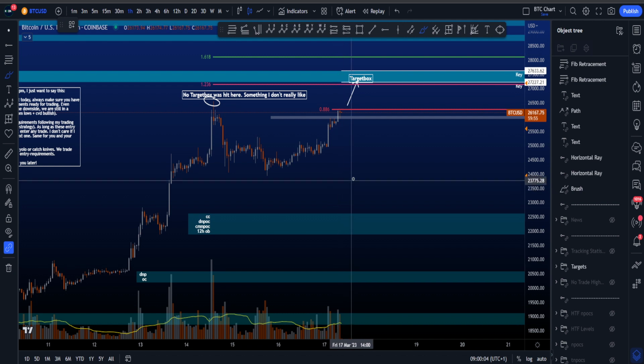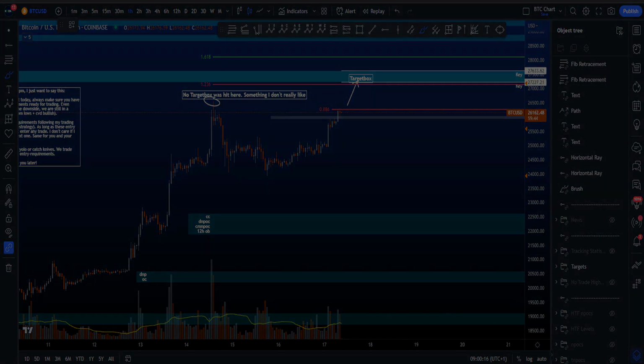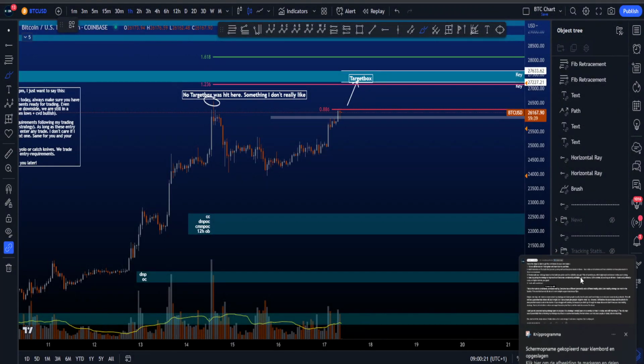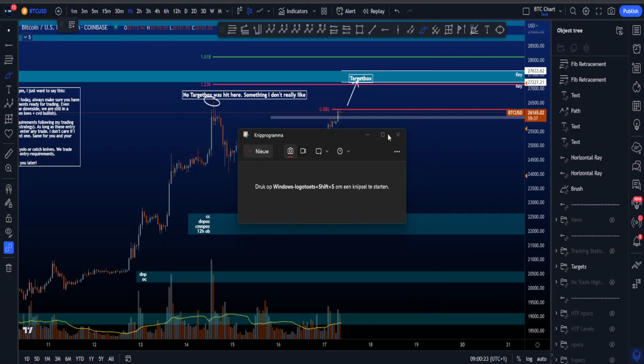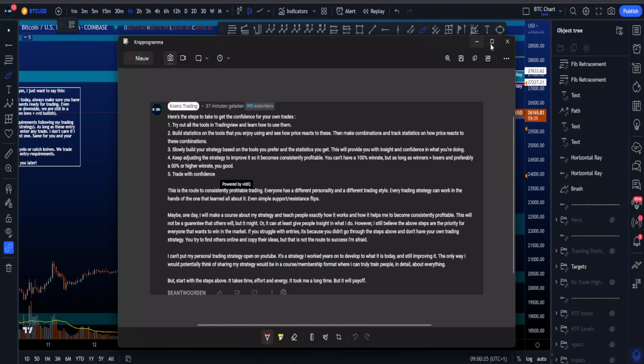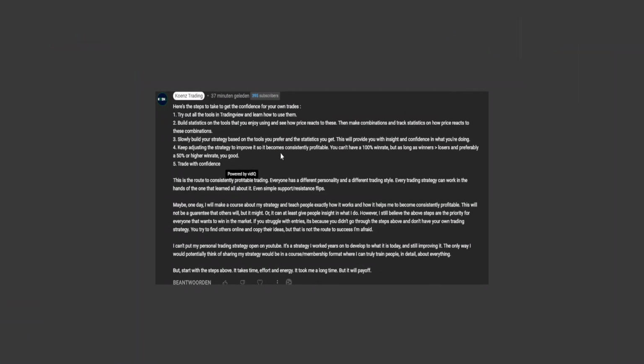So I think finally what might be important to show as well is a message that I wrote in the comment section for someone, and I will show you right here, and we go through it. So what I wrote in the comment section after someone said something is, here's the steps to take to get confidence for your own trades.